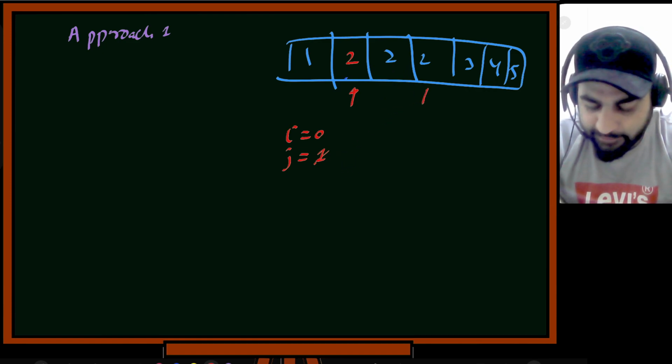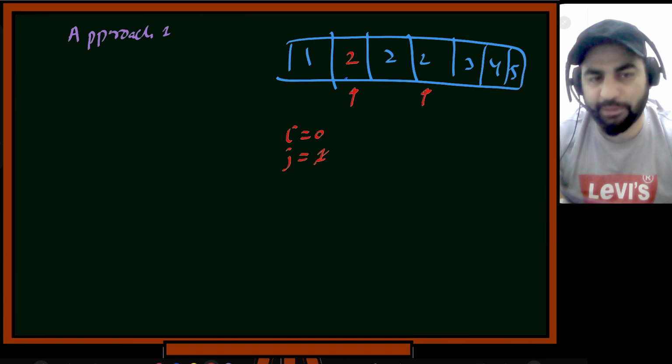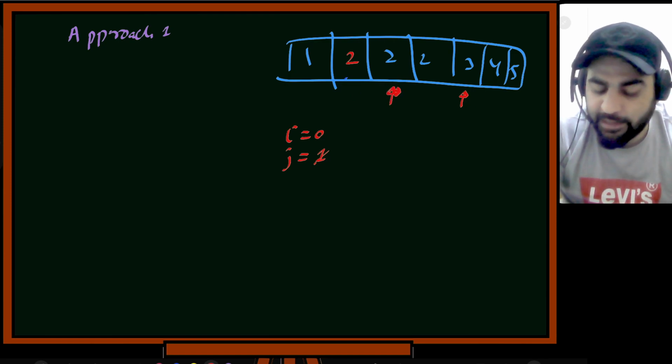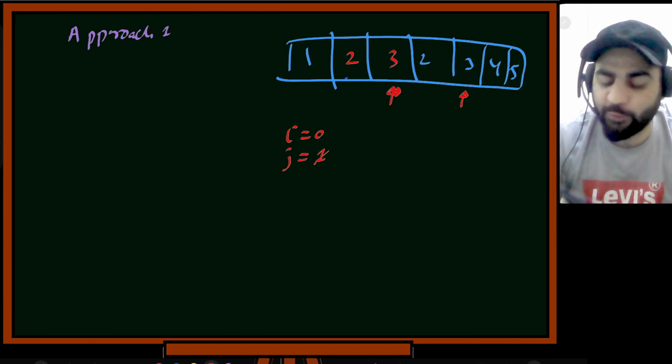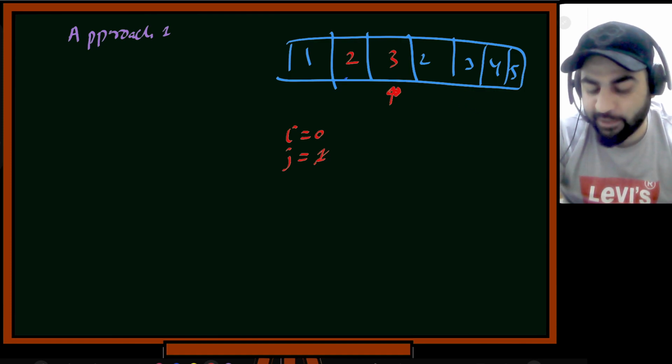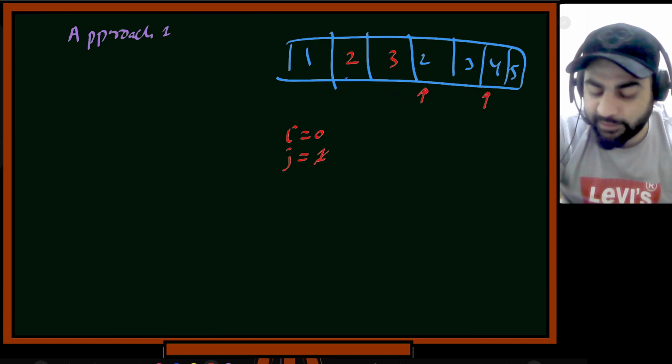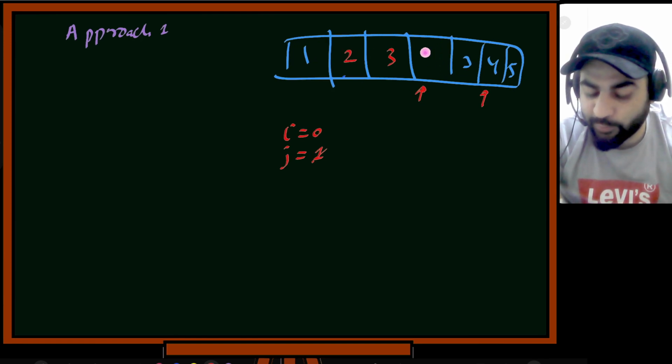So j will be here. Now again it found the same elements, so it will go here. Now it found different elements, so i will point here and we'll just replace this element with 3 over here. Okay, and j will now point to this. Again now they are dissimilar, so I'll increment i over here and paste this 4 over here.